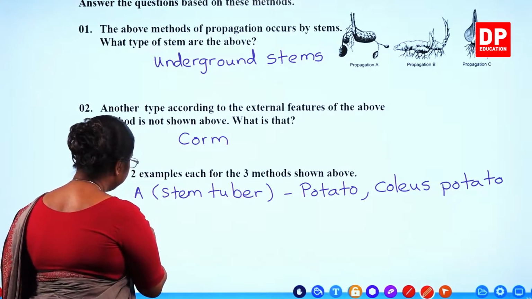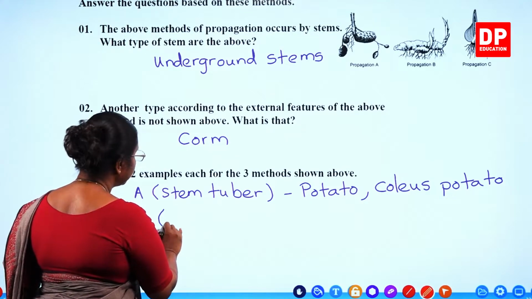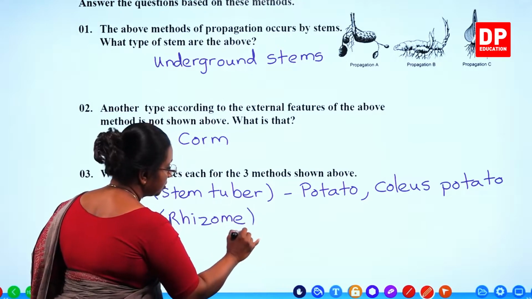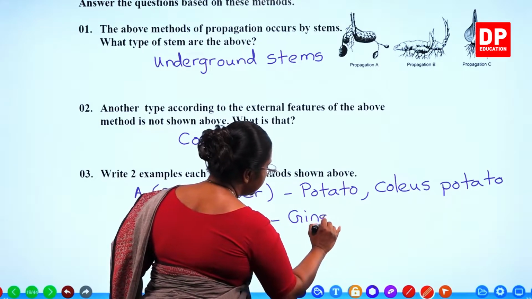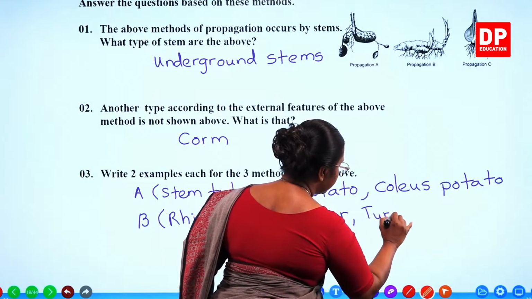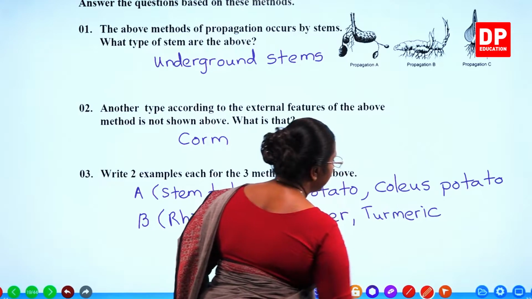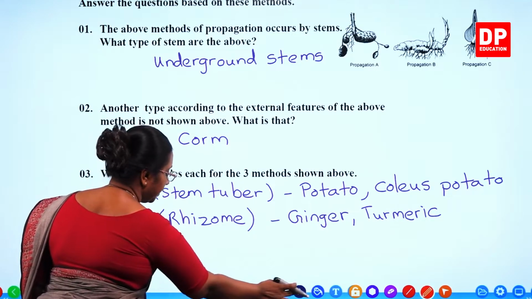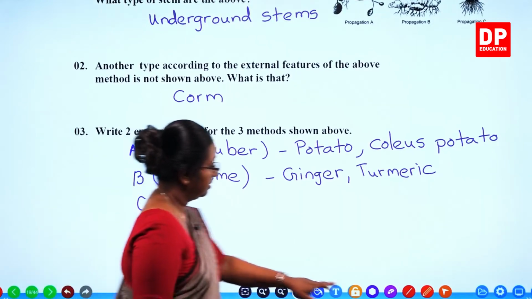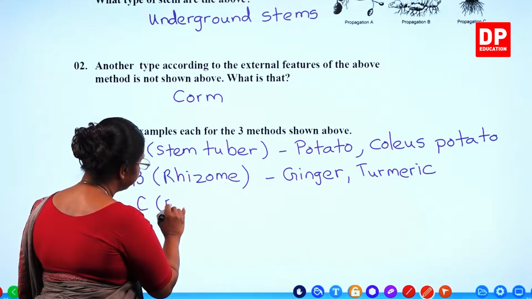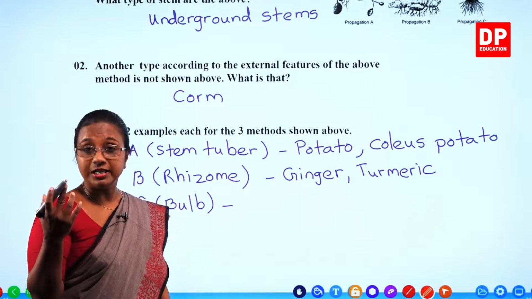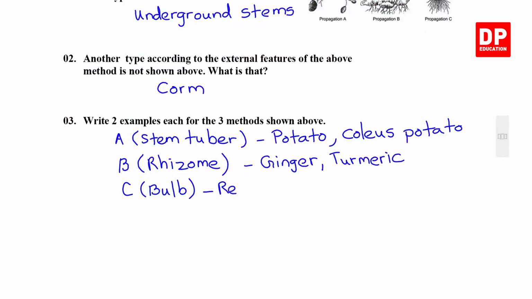Then propagation B. What is that? Propagation B is rhizome. So rhizome examples: ginger, turmeric, arata, any of those you can write. Then propagation C. What is C? C we can identify as bulb. So C is bulb. And examples of bulb: red onion, big onion and leeks. So here I will write red onion and leeks.